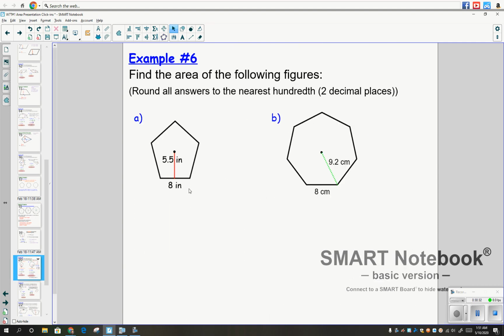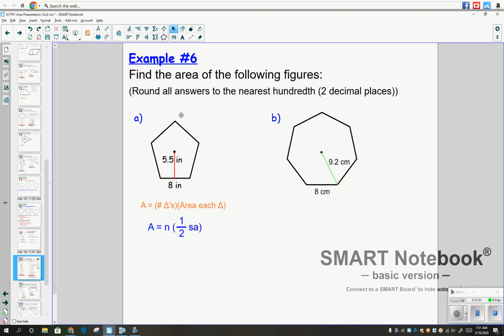So let's try some examples here. Notice the first letter A, I've got a pentagon. It's the number of triangles times the area of each triangle. Well, how many triangles am I going to divide this into? It's N. The area of each triangle is 1/2 S times A. Well, how many triangles am I dividing this into? Well, it's a pentagon. How many sides does a pentagon have?